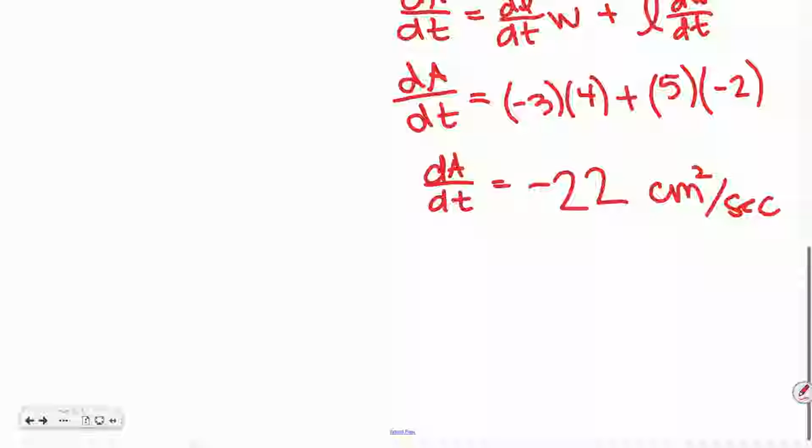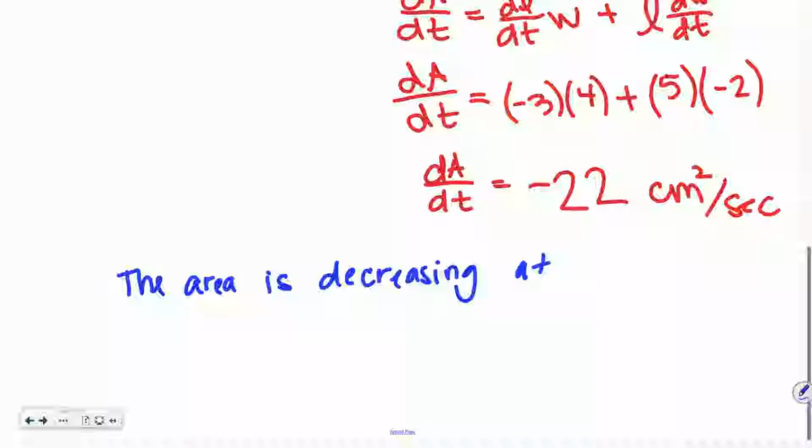Okay? Now, you have found the answer, but what I would like you to do is convert that to a sentence for me. We are talking about the area, and what is happening to our area? It is decreasing. So the area is decreasing at a rate of 22 centimeters squared per second. Okay? I want you to interpret what you found, what it means. Is it increasing? Is it decreasing? What is changing? In this particular case, it was the area, and it was decreasing. I want you to interpret what you found.